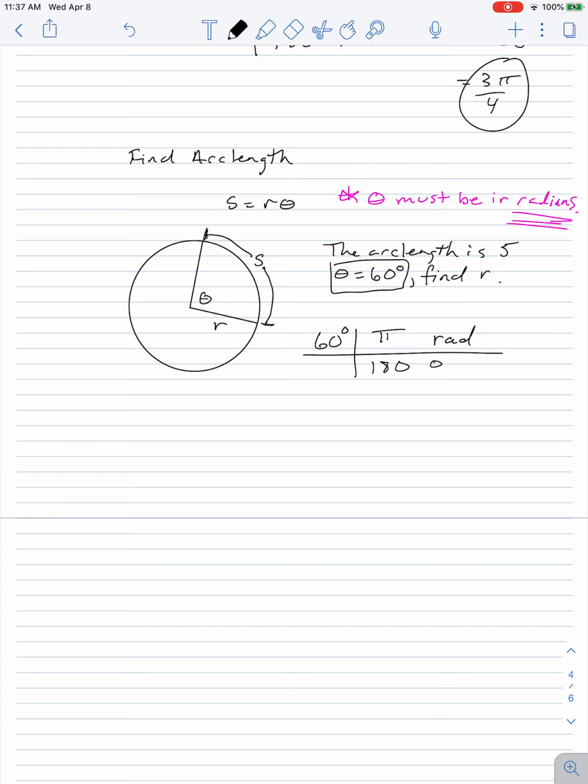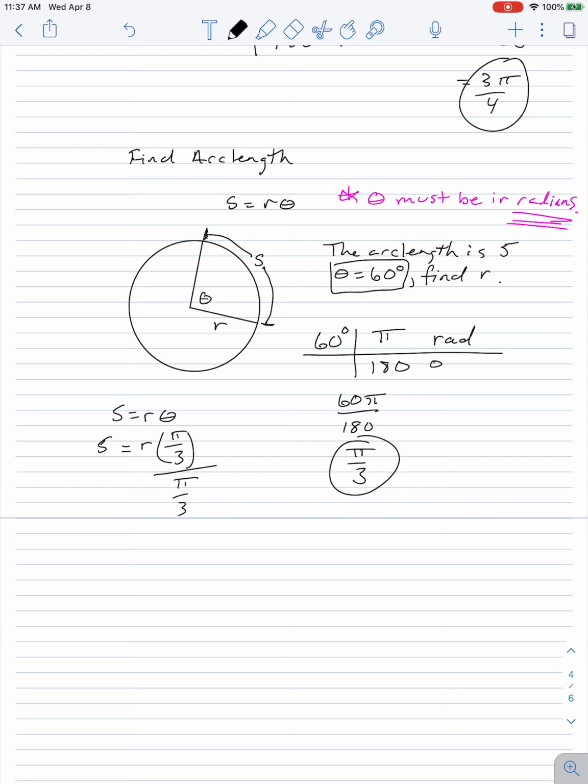and I'm using pi radians to 180 degrees. So I've got 60 pi over 180, and if I reduce that, 60 divided by 180 in fraction form, I get 1/3. So this is pi over 3. Okay? And now I'm going to just plug that into my formula. S equals R theta. So theta is pi over 3. R is what I want to find. And the arc length is 5.